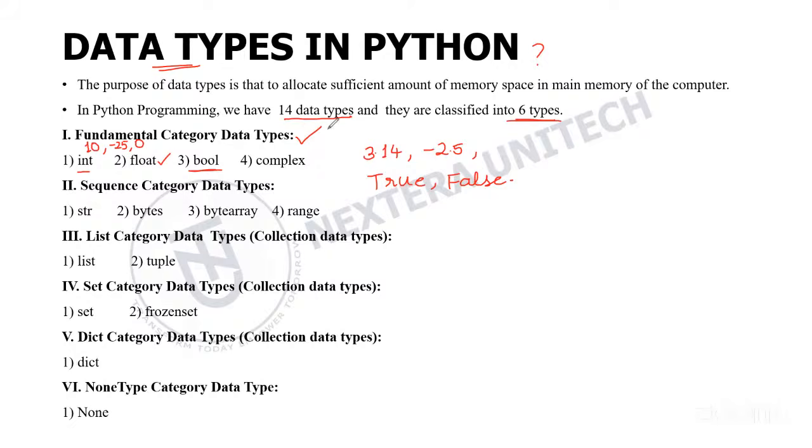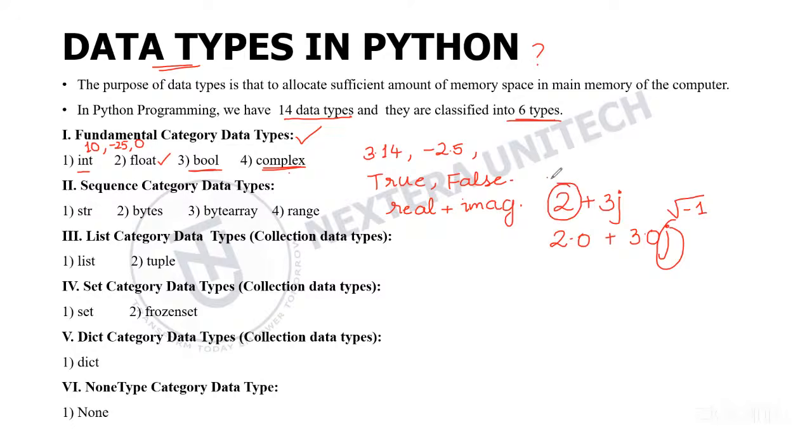After these we learned the complex data type also. Complex data type values have two parts, the real part and the imaginary part. For example, complex data types are in this way. Internally these values are stored as float values. So you can have it this way as well. Your j here is the square root of minus 1. So 2 is the real part and 3 is the imaginary part.